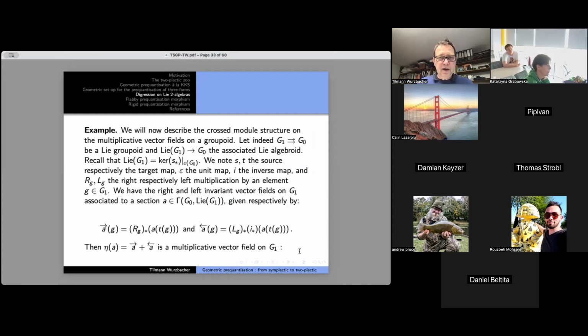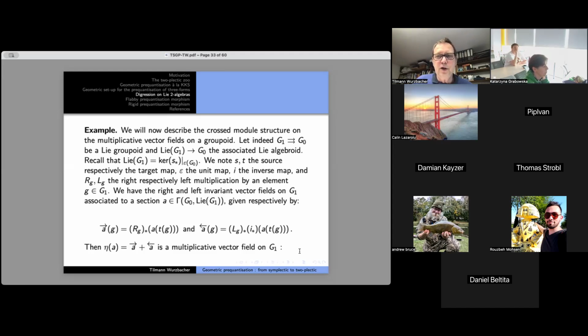And later on, I need an important example of a crossed module related to groupoids. So let's try it. I will try to explain it. It's again some notation. In general, I will apply it later on to the groupoid P goes to Y, and I will recall exactly what everything was. And here I take a general groupoid.